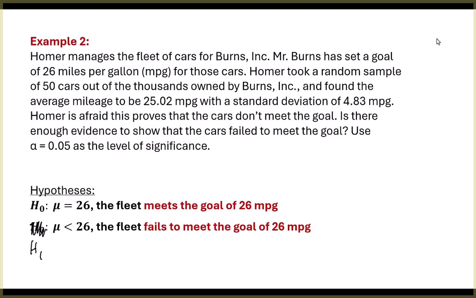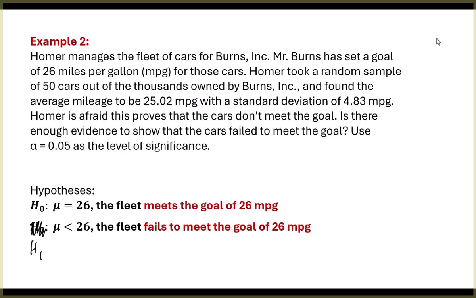And again, I should have written the H1 there. So we know Burns owns thousands of cars. Homer takes a sample of 50. Burns wants his fleet to average at least 26 miles per gallon. Homer's sample didn't turn out like that. It missed by a little. It was 25.02 miles per gallon with the standard deviation that's shown there.